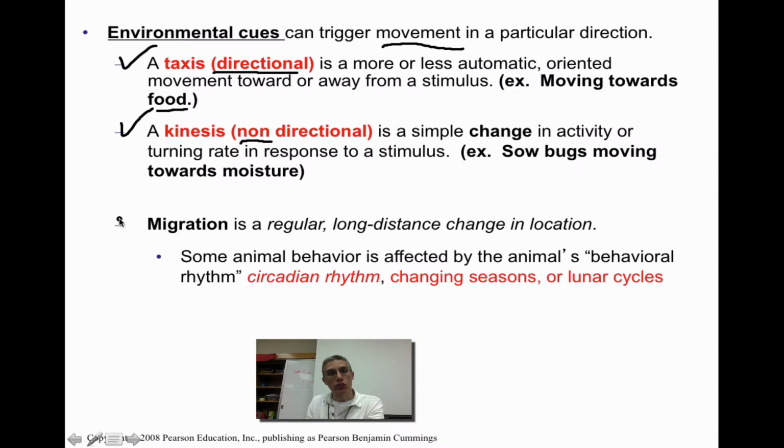Now, migration is also something that we need to mention because migration is a type of movement, but it's typically affected by the animal's behavioral rhythm. And this is considered a regular, long distance change in location for that animal. Now, birds often migrate. We have mammals that migrate. We have various insects that also migrate, and fish even migrate. So there's lots of different types of organisms that are going to carry out this type of movement.